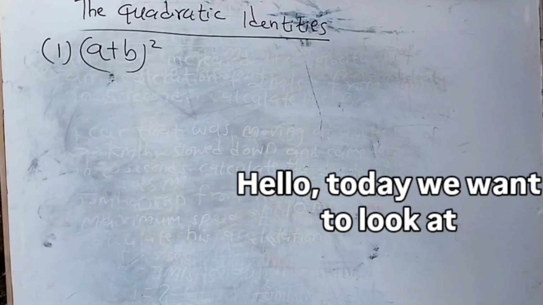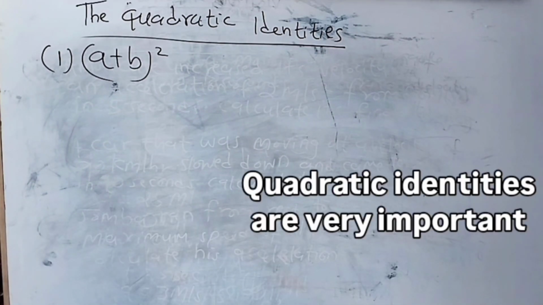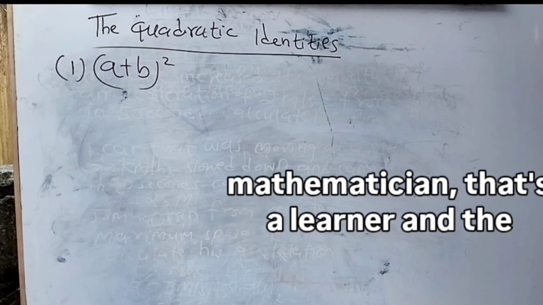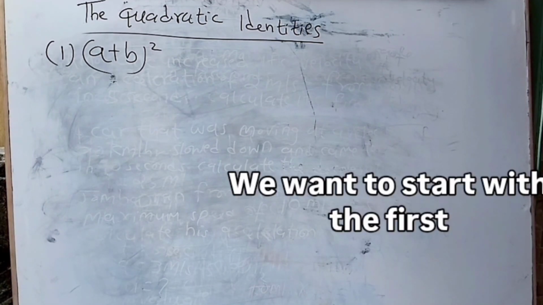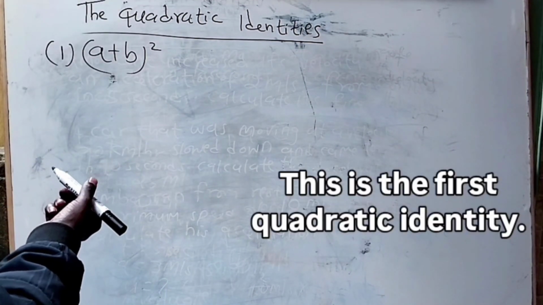Hello, today we want to look at quadratic identities. Quadratic identities are very important shortcuts to anybody who is a mathematician, that's a learner, and the teacher. We want to start with the first quadratic identity. This is the first quadratic identity.